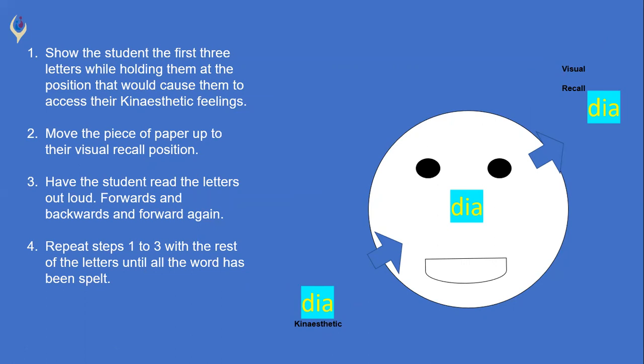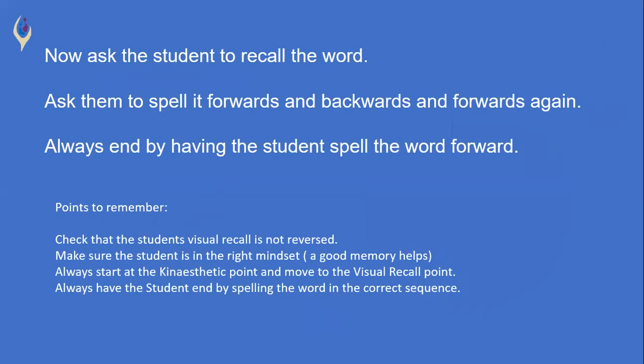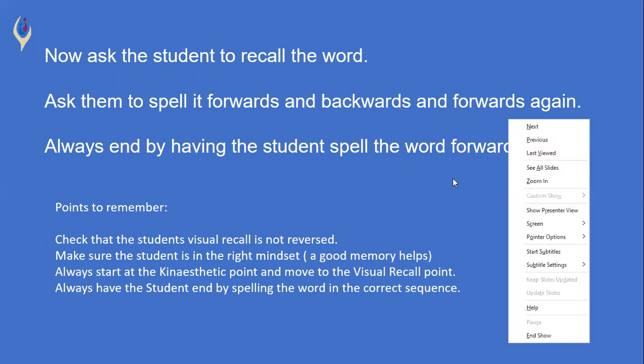And then you repeat these steps with all the rest of the letters in the word until you have all the letters covered. When that's finished, you then ask the student to recall the word. So you'll see their eyes going up to the upper right-hand side again. Ask them to spell it forwards, backwards, and forwards again. Always end by having the student spell the word forward.